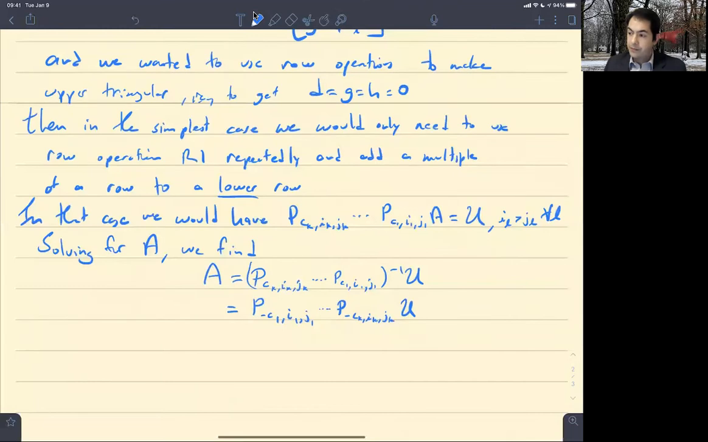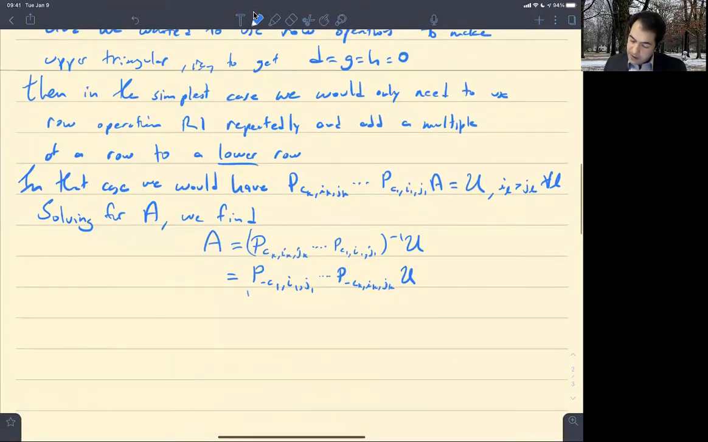Times U. Right? And now each of these matrices is lower triangular, and it's an exercise to show that the product of lower triangular matrices is again lower triangular. So I can denote this matrix as L, and notice that I've written A as the product of a lower triangular and an upper triangular, just like we wanted. Right?